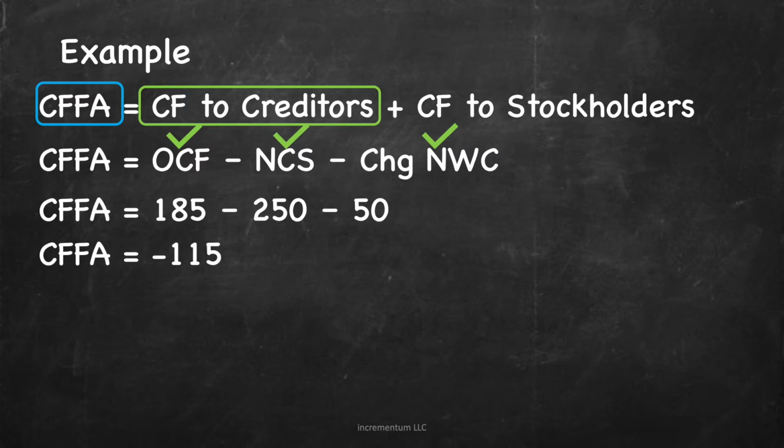Now that means that it's going to have to come from somewhere. It's either going to come from our creditors or it's going to come from our stockholders. But one of these two groups of investors is going to have to finance this deficit, essentially, that we have here. So let's continue on with the problem and see where the money comes from. So we have cash flow from assets. We're trying to solve for cash flow to creditors. So the next thing to do is to focus on cash flow to stockholders.